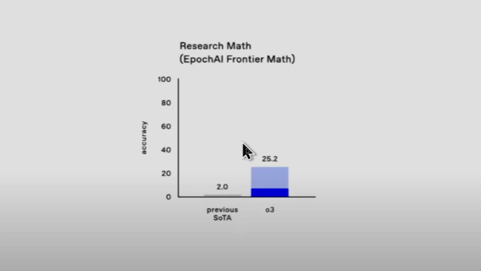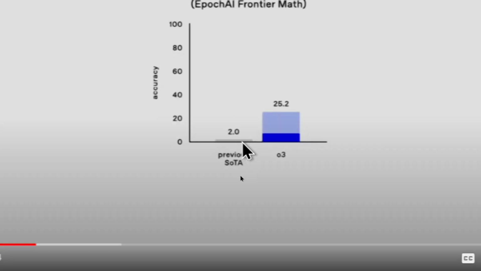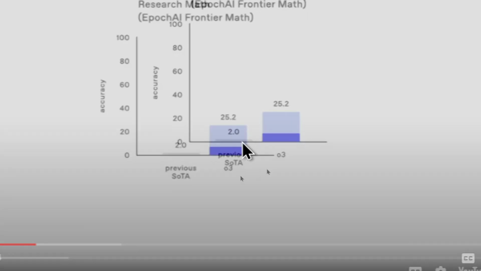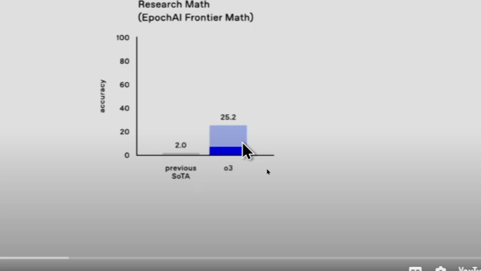These tests are known to have the most impossible questions. Questions that would take professional mathematicians hours or even days to solve. We see that all current offerings out there perform at an average of 2% accuracy on this test. And we see that already O3 is performing at 25.2% accuracy. So over 10 times better than any of the other models.